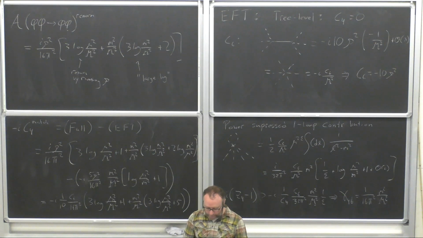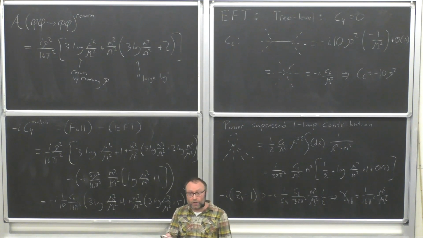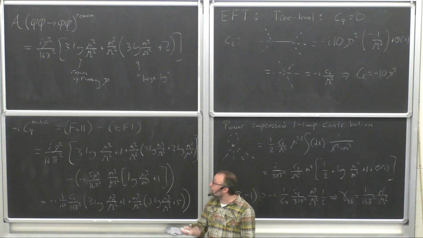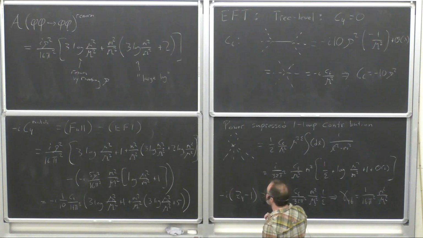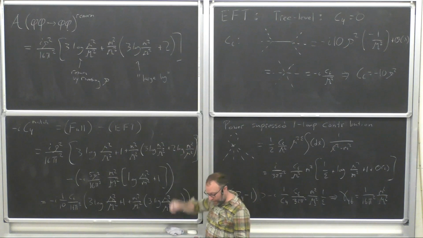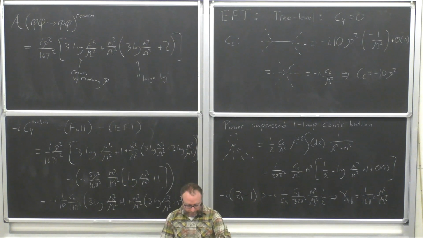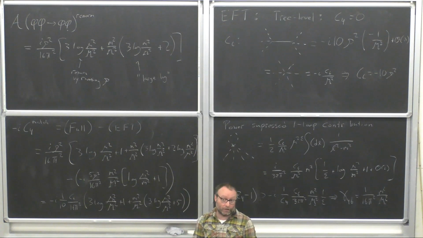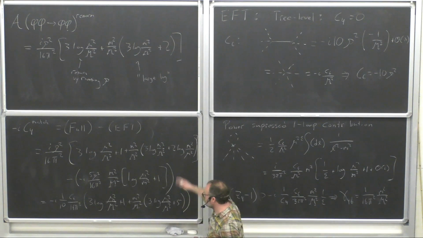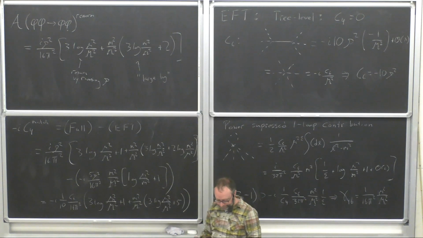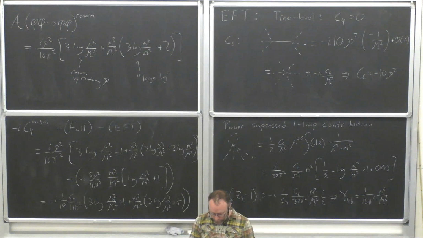And again, in my suffering putting this together, that was the thing that wasn't happening for me. I knew that I needed the logs of little m to cancel, and they weren't. And like I said, I guess I erased it now, but it's because I was missing that diagram with the heavy propagator in it, the tree-level heavy propagator, which generated a factor of 3 log little m that I needed to make this cancellation happen, okay?